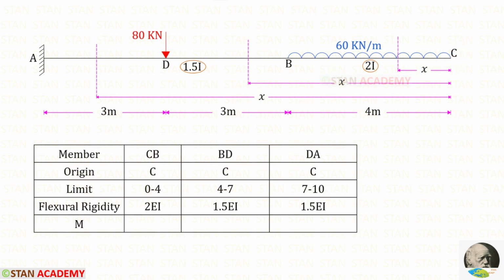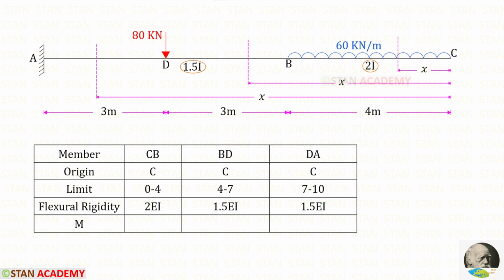Now let us make a table. First let us enter the members. There are three members, CB, BD and DA. For all of the sections, the origin is C. For CB, the limit is 0 to 4. For BD, it is 4 to 7. And for DA, it is 7 to 10.